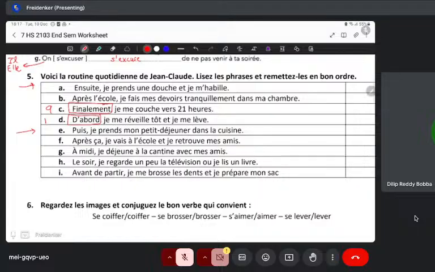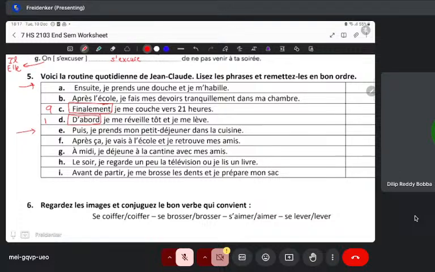D'abord, je me réveille tôt et je me lève, puis je prends mon petit déjeuner dans la cuisine. I take my breakfast in the kitchen. Ensuite, following that, je prends une douche et je m'habille. So he takes a shower and dresses himself. So which one comes first? Okay, let us look at the other possibilities. After these two sentences, what can happen? Either A comes first or E comes first, but A and E are there.